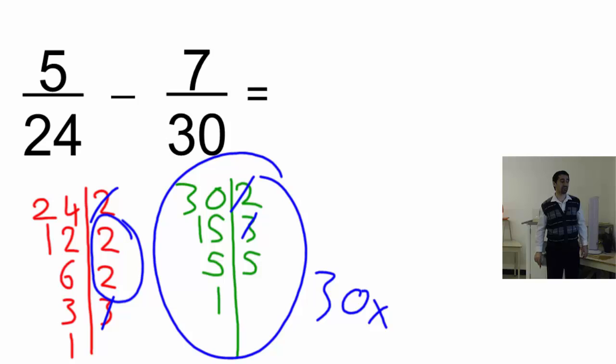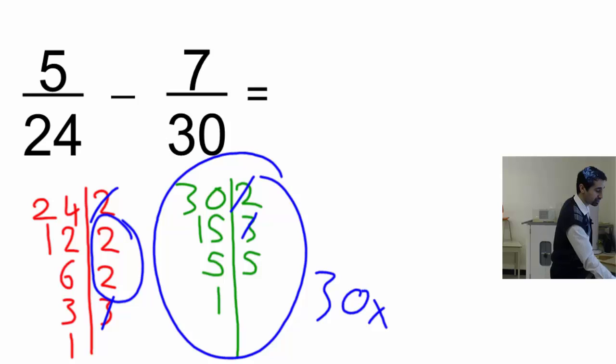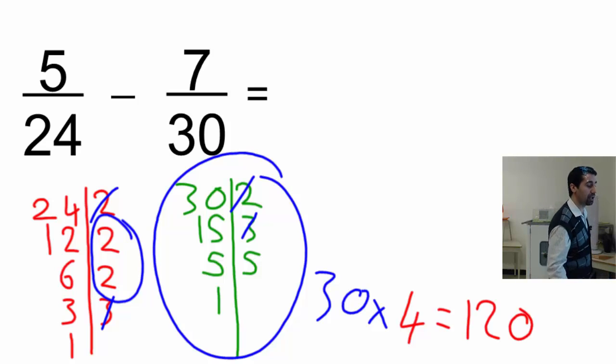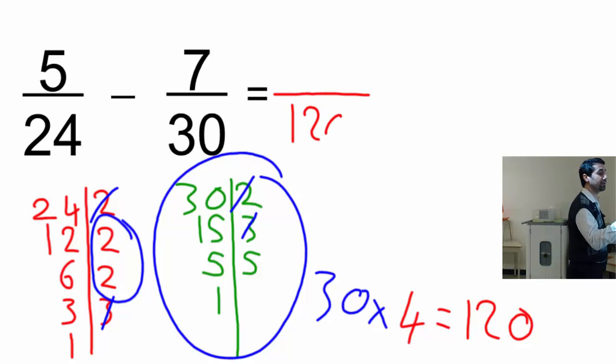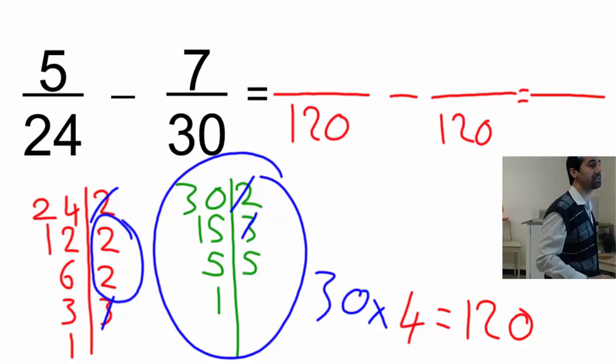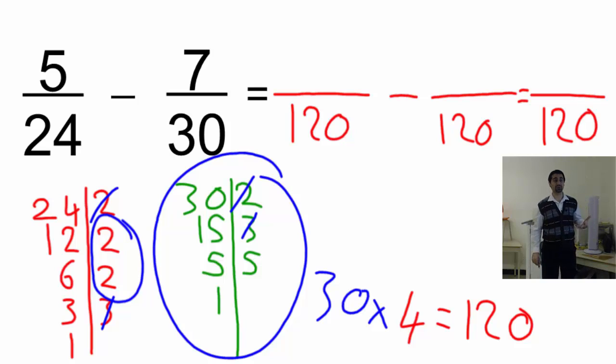Those numbers missing from 24 are actually 2 times 2, which is 4. 30 times 4 means 120. 120 is the least common multiple. In other words, I'm going to have 120 here, and 120 here, and the answer will have 120 here. Now let's see what the numerators would be. Okay, I'm going to clear this part.